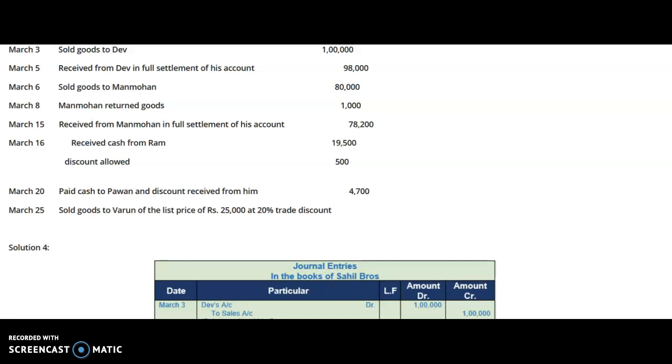Now recognize the accounts involved in this transaction. In this transaction, broadly three accounts are involved. One is the amount received from Dev, that is the cash received, the cash account.